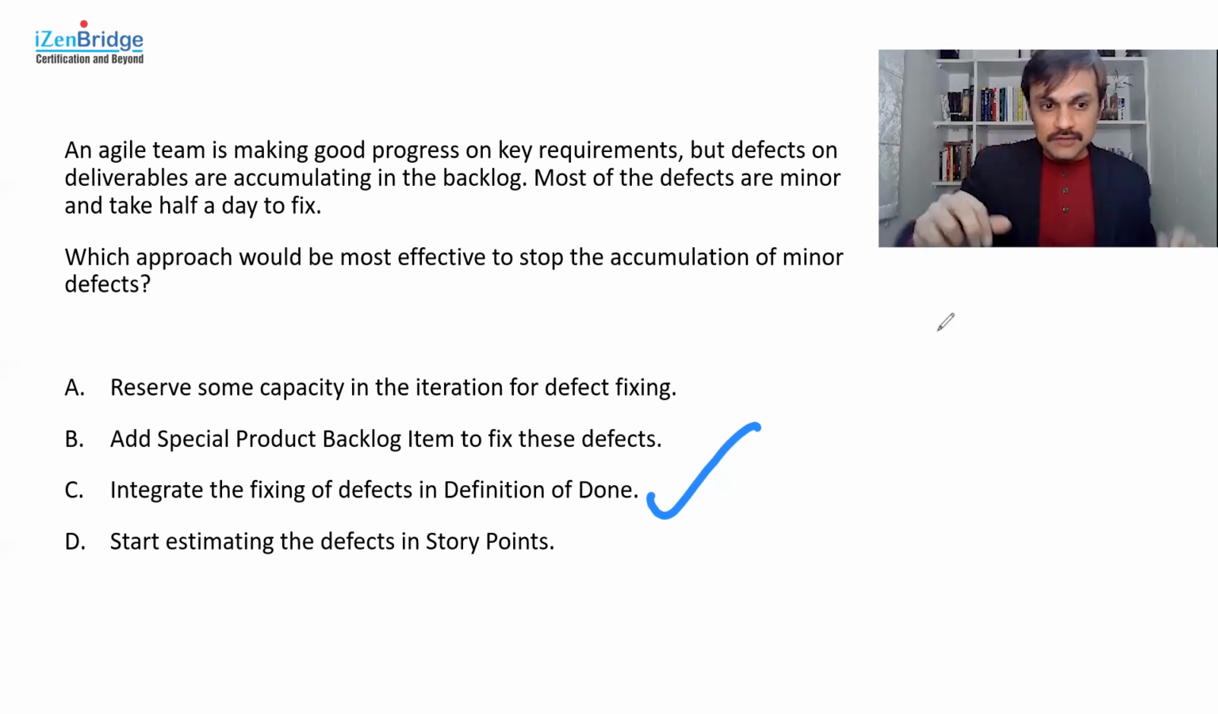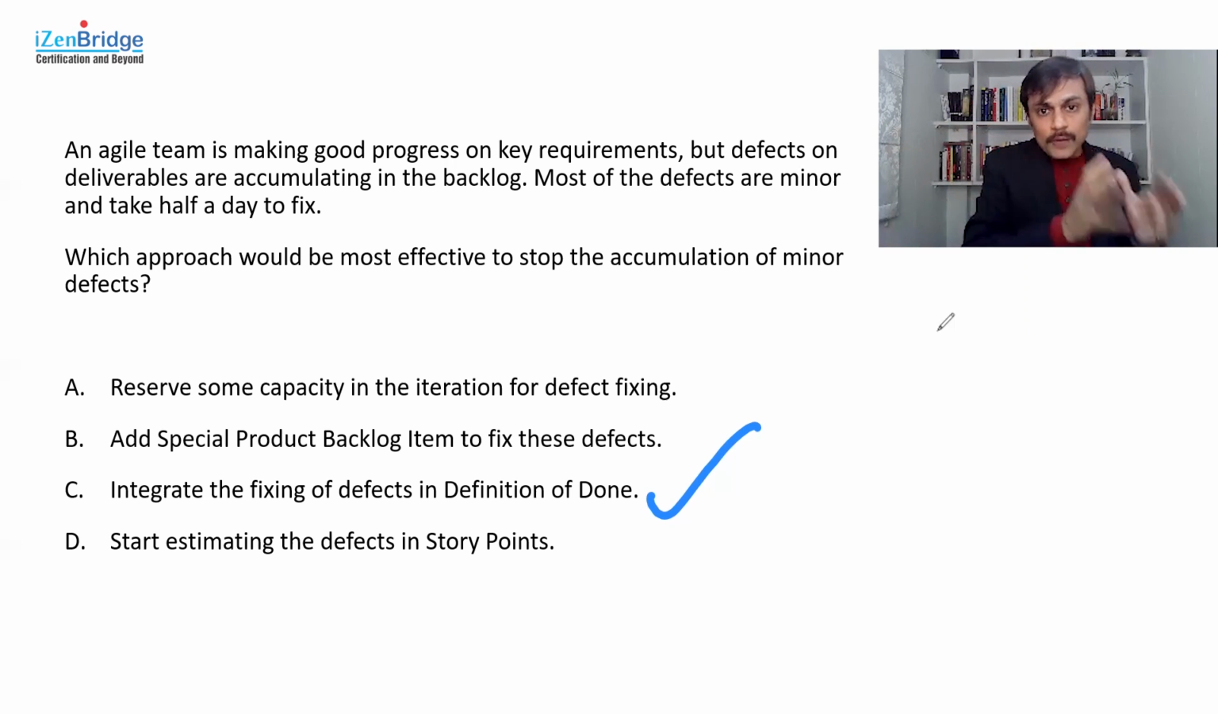Now let's look at option C, which I selected as the preferred option. Integrating the fixing of defects in the definition of done. So what does it mean? The definition of done is an agreement which the team makes among themselves as well as with the stakeholders, to say that we will finish all this before we declare a particular backlog item complete. So if they include the fixing of minor defects along with doing the requirement, then they won't mark these items done until these defects are also completed.